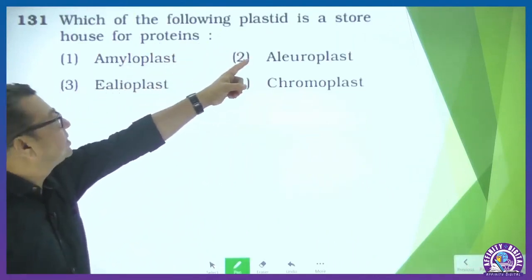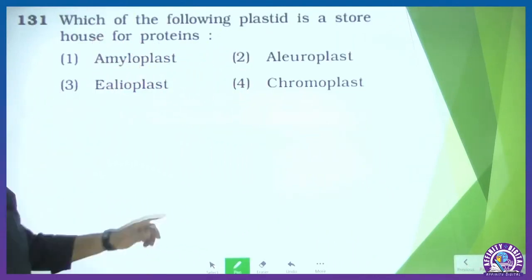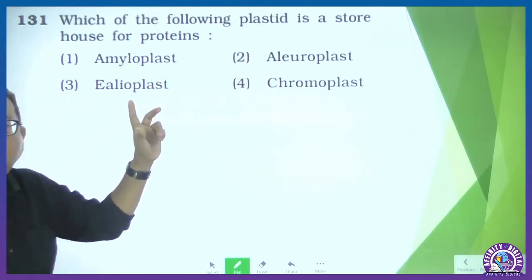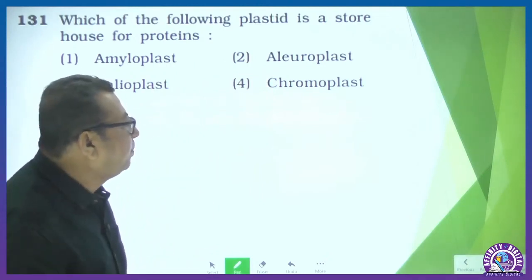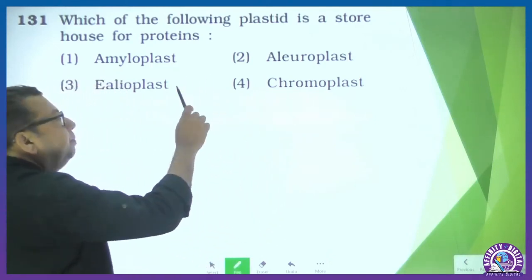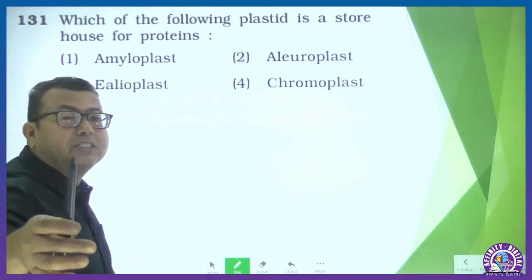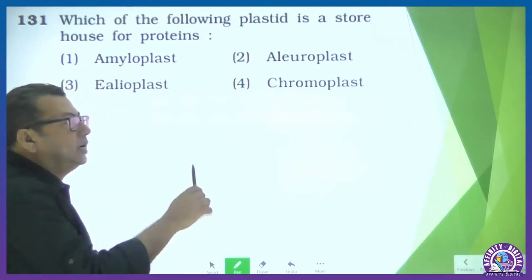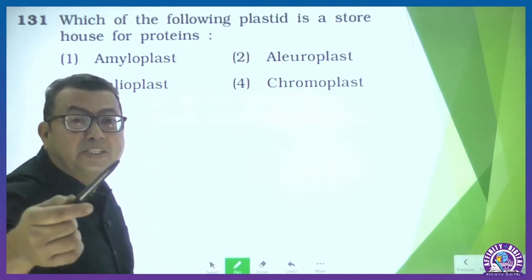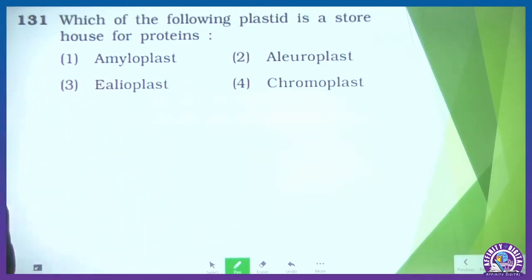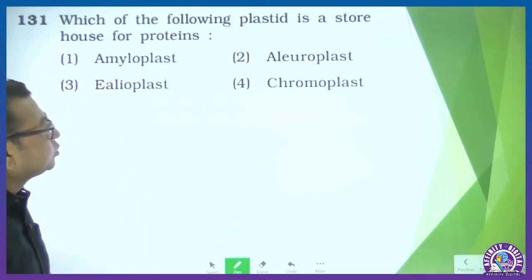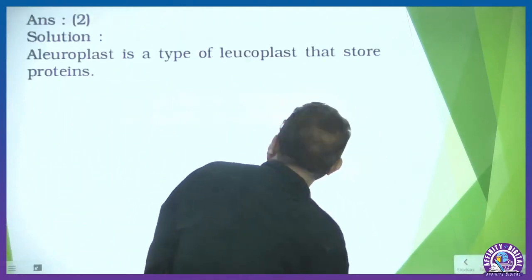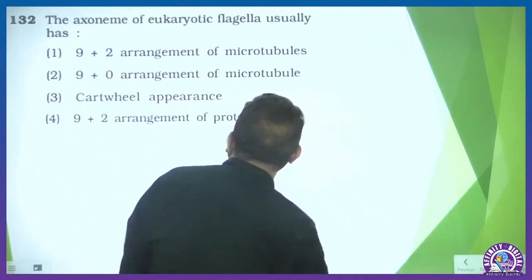Next question. Which of the following plastids is a storehouse of proteins? Amyloplast, aleuroplast and elaioplast are the types of leucoplast. And leucoplast is a type of plastid. Chromoplast is another. So, what is the function of leucoplast? They are colorless plastids. Their function is storage of food. But based on the type of food materials they store, leucoplasts are of three types: amyloplast, aleuroplast and elaioplast. So, what type of leucoplast stores proteins? It is a storehouse of proteins. Answer is aleuroplast. So, moving on to the next question.